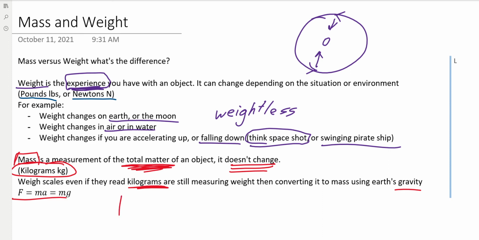So to get the weight, which is the force, which is measured in newtons, right? You take your mass and you take gravity and you multiply those together.